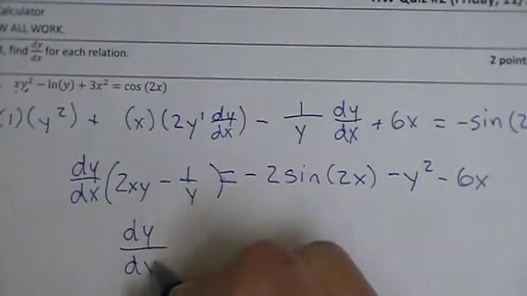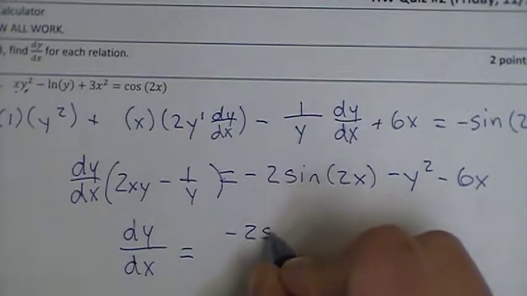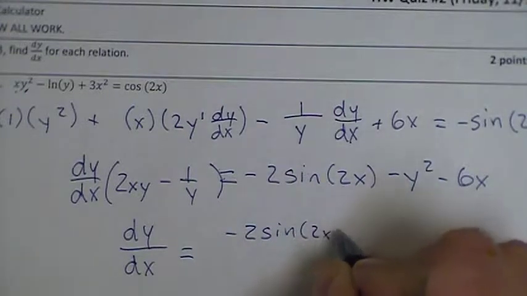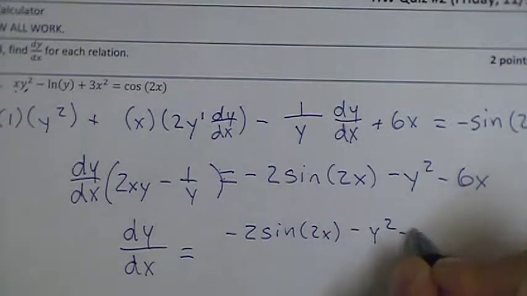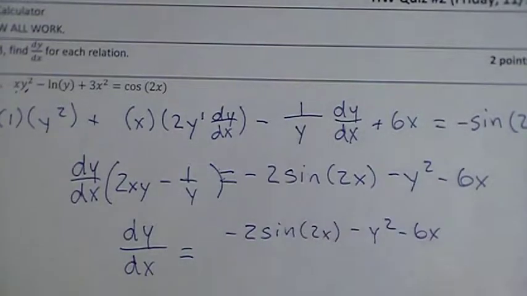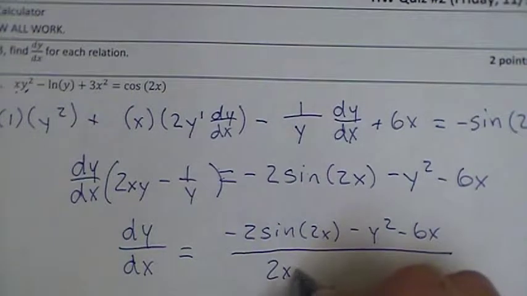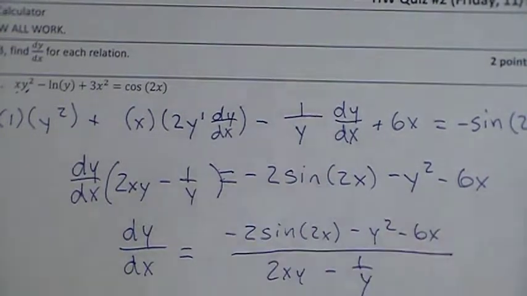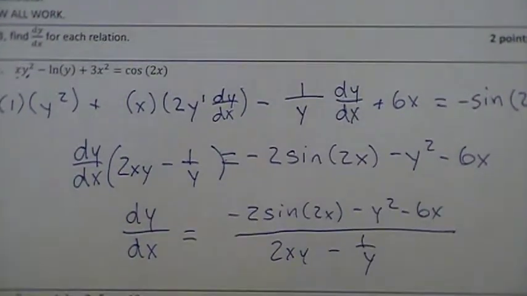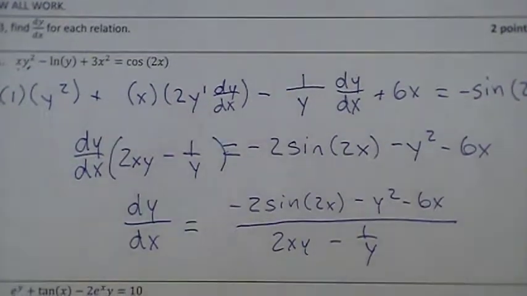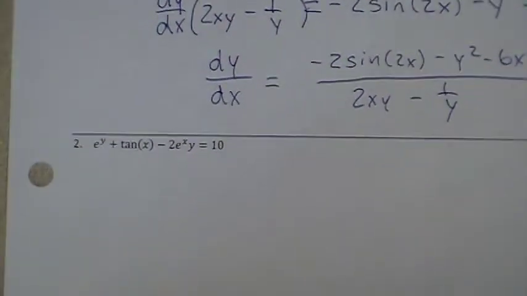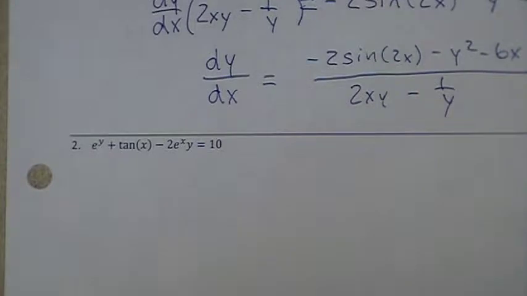So dy dx is going to end up being negative 2 sine of 2x minus y squared minus 6x, so exactly what we had there already, all divided by this set of parentheses, 2xy minus 1 over y. So that's the derivative in number 1, done implicitly. The derivative in number 2 is going to be pretty similar to that, just some different components floating around here.